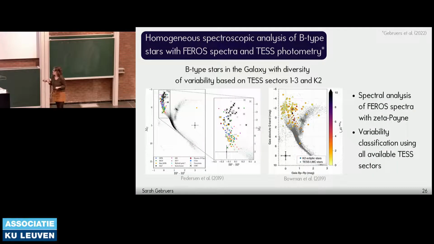The other sample that we analyzed are B-type stars, for which Dominic and Mai found a large amount of different types of variability in their TESS light curves. So they used the first 3 sectors of TESS data to detect variability. And then we applied for observation time with FEROS, and we got a lot of spectra from them that we analyzed with the ZETA-PAN, and also we were 3 years later than those papers were published, so we did a reclassification of all the TESS data that were available like a year ago.